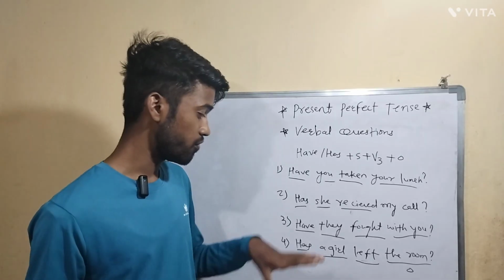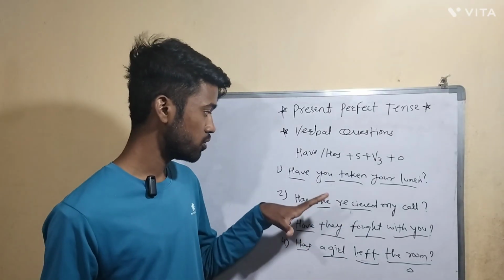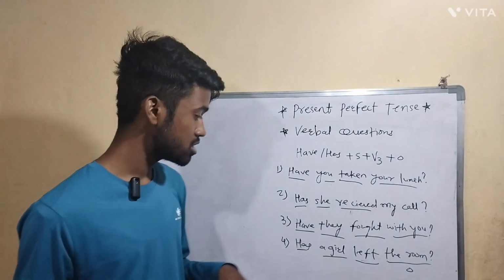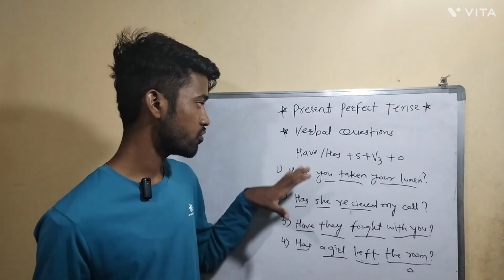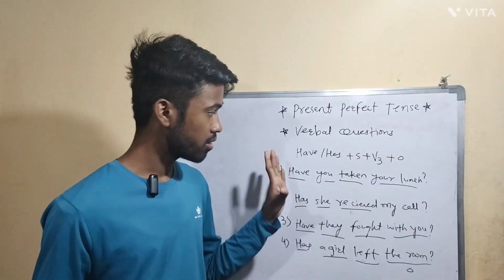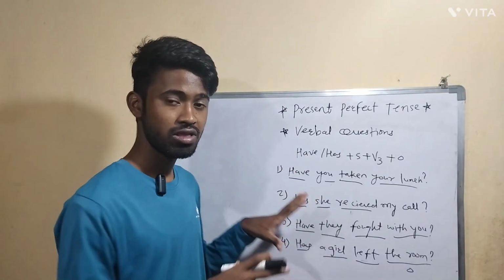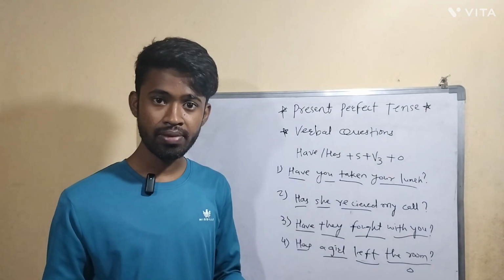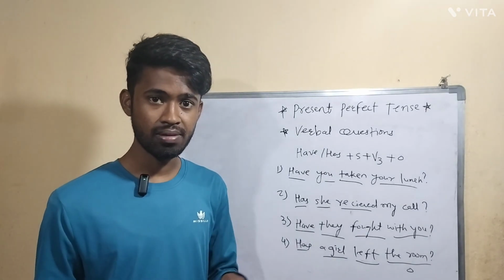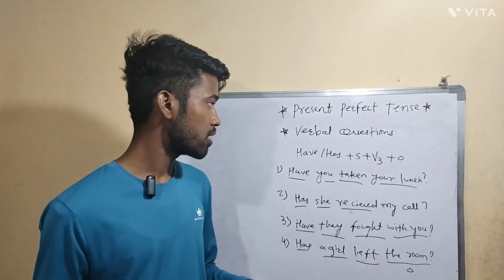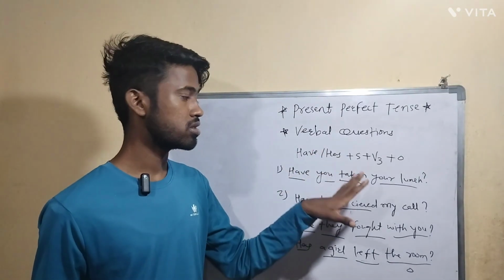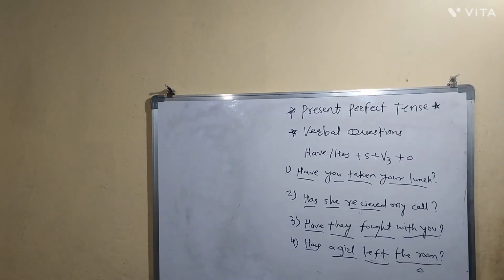So with singular subjects and with plural subjects, you have to practice. Then only you will get it. So these are the few examples. First you need to understand what verbal questions are. Whenever a question starts with the helping verb, it becomes a verbal question, and these questions can be answered in two ways: positive way, negative way. So what is the structure here? Have or has plus subject plus verb.